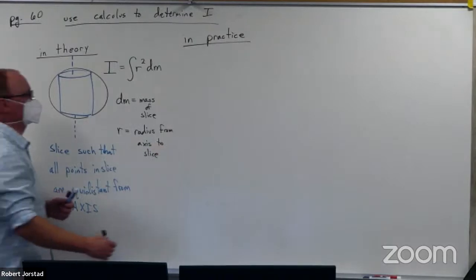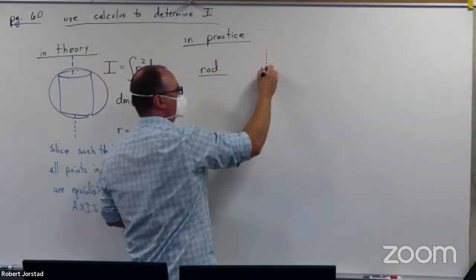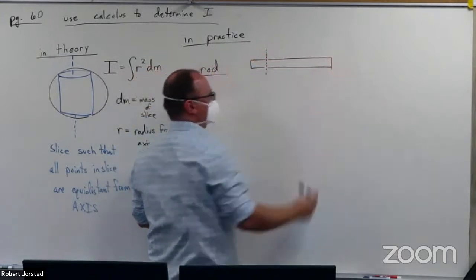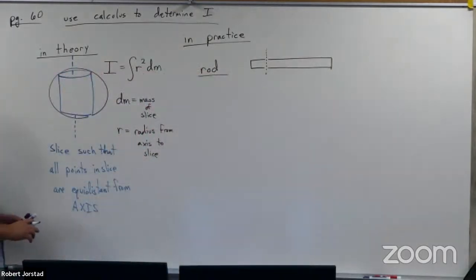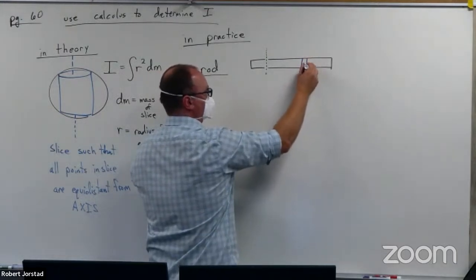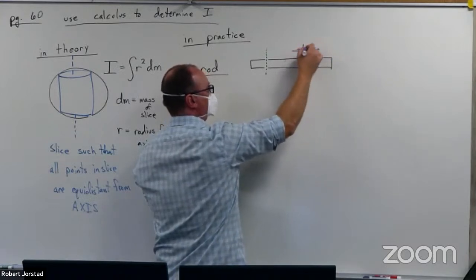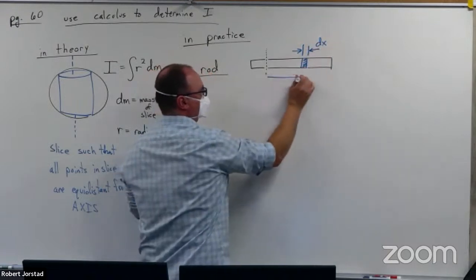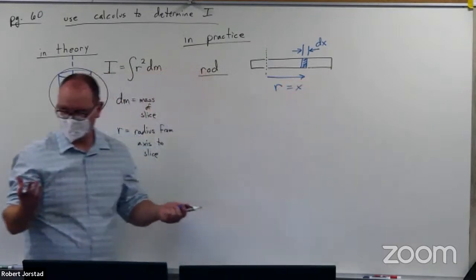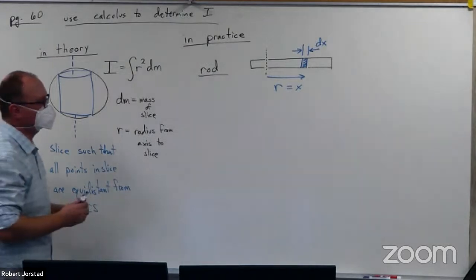Now, in practice, if you have a rod and you slice it up into little pieces, the cylindrical chunks we can actually model as normal dx chunks. The size of this would be dx. The distance over here, the radius from the axis, is just x. So we don't have to do some scary 2D, 3D integral. Woo! Dodge that bullet.